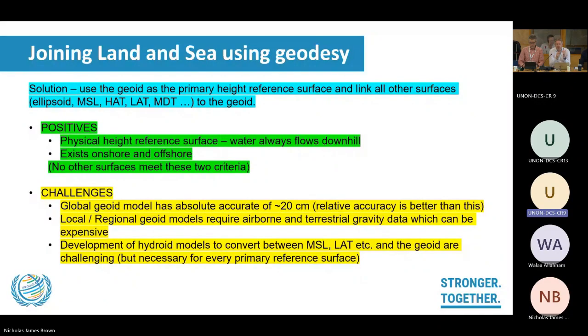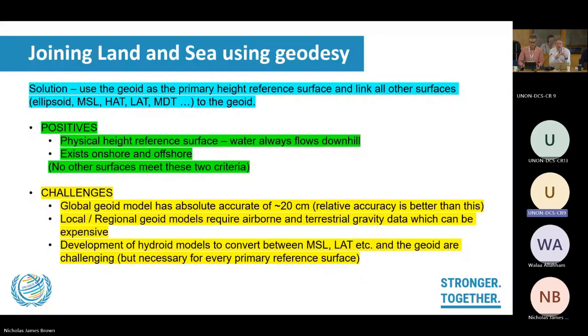The challenges associated with the use of the geoid model, though, is, as we saw across Africa, these absolute models, these gravity models, are accurate to about 15 to 20 centimeters. So that can be a limitation. Remember, relative positioning, you might get better than this, but in an absolute sense, it's not as accurate as it could be. So this is where you need the local or regional geoid models. And for that, you need things like airborne gravity data and terrestrial gravity data. And that can be expensive.